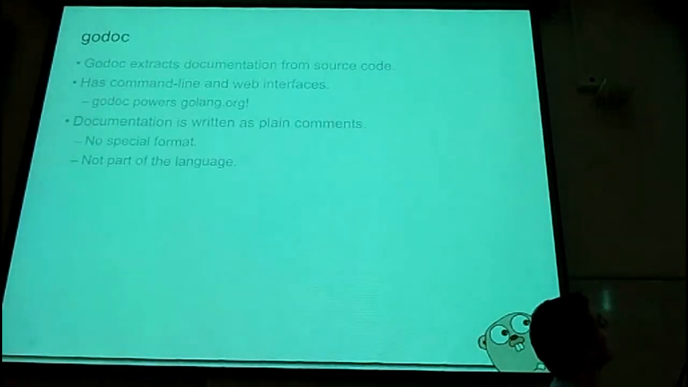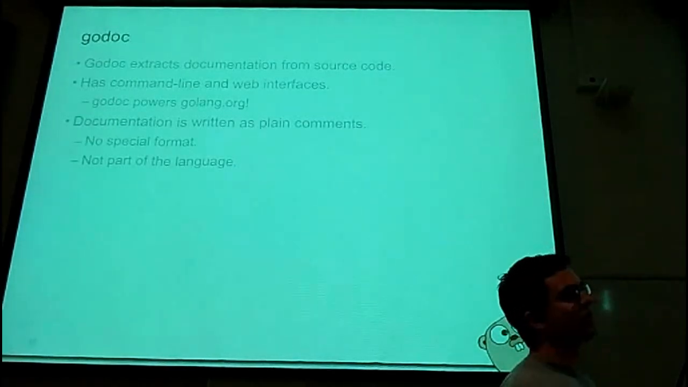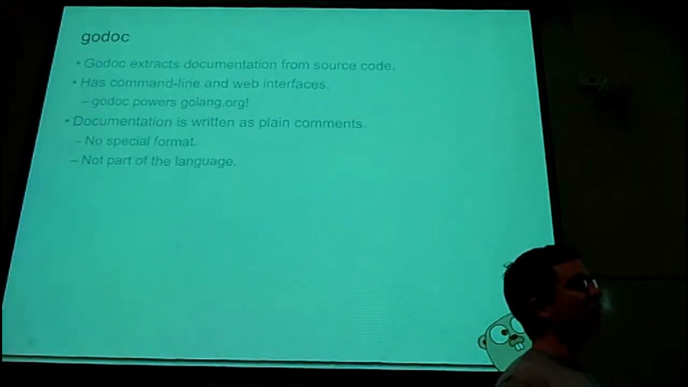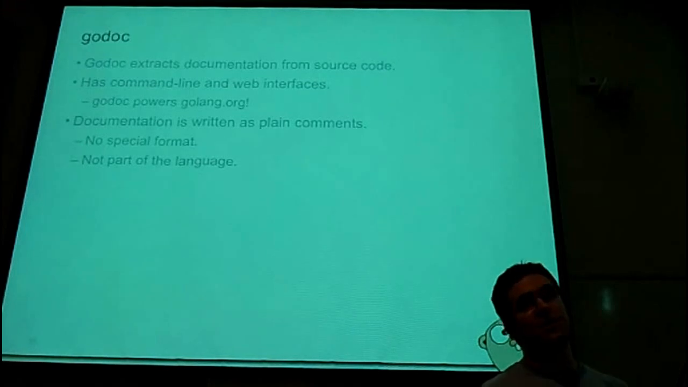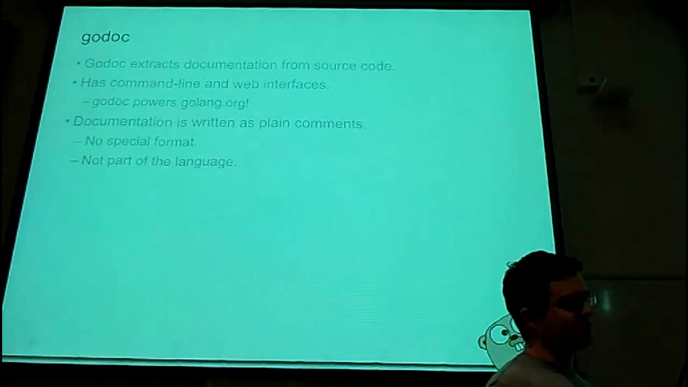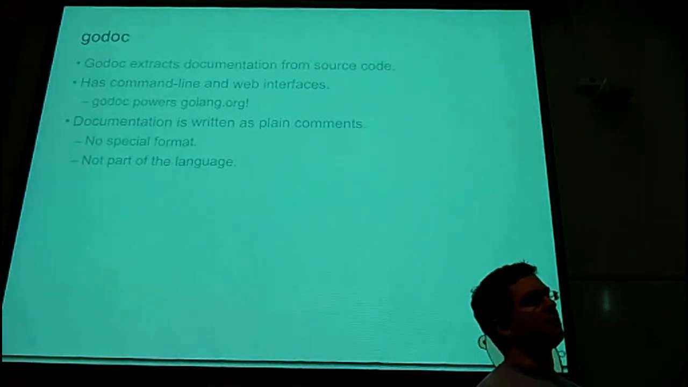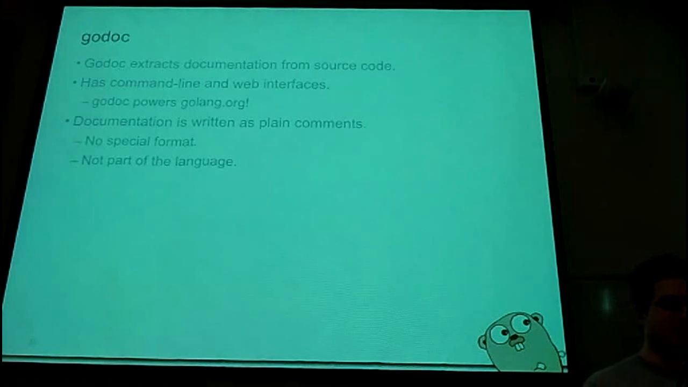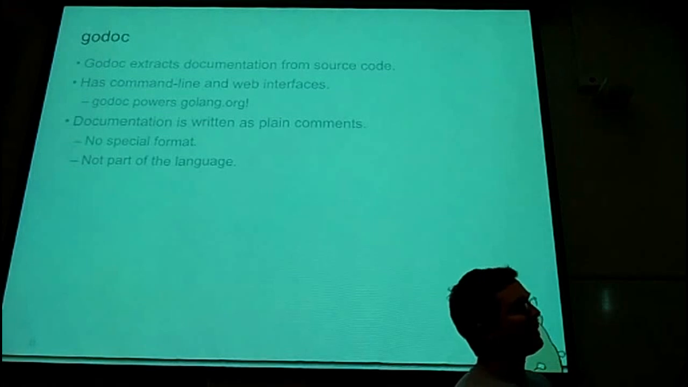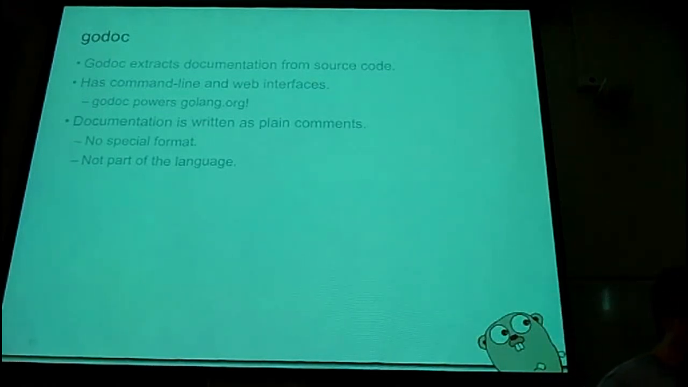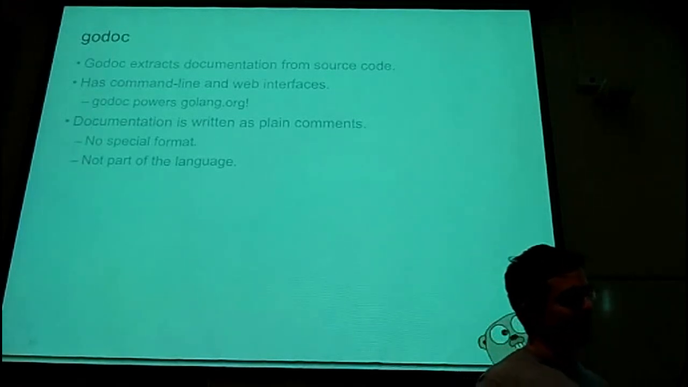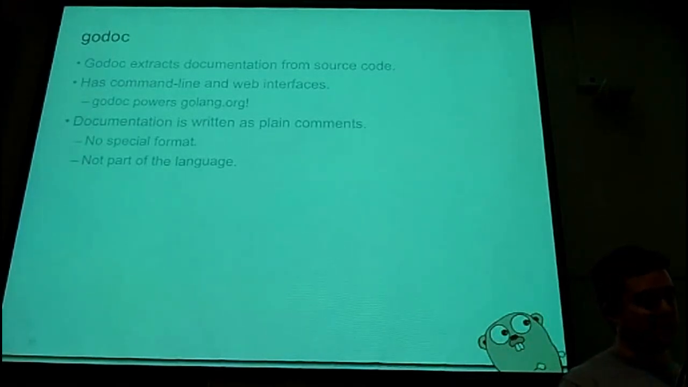Go documentation is handled by GoDoc, and it extracts docs straight from Go source code. It's got command line interfaces and web interfaces. The golang.org website is entirely powered by a GoDoc instance that runs on App Engine. And documentation for GoDoc is just written as a plain comment on the function, type, variable, or whatever it is that it's documenting. So there's no special format to the documentation that GoDoc uses. And it's not a part of the language. It's not like in Python where you actually have strings embedded in your code. And it's not heavyweight like JavaDoc where you have this special format that everything needs to conform to.